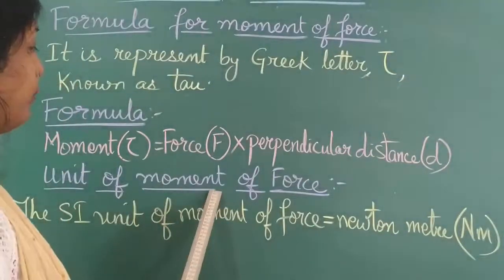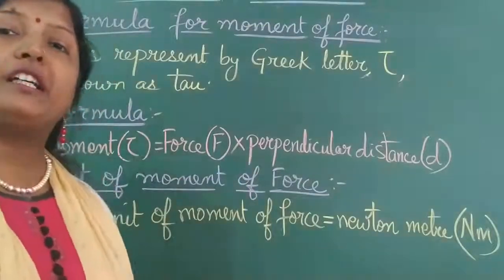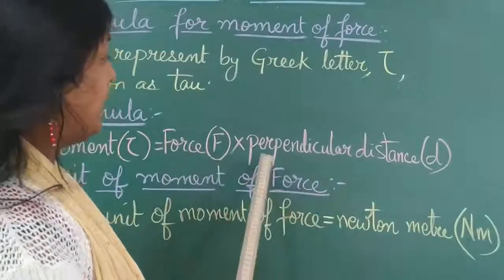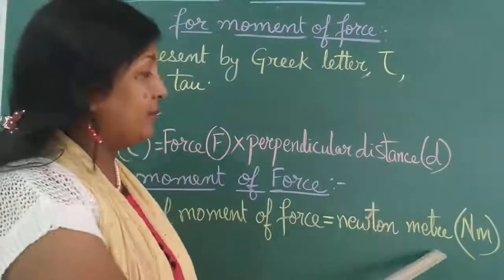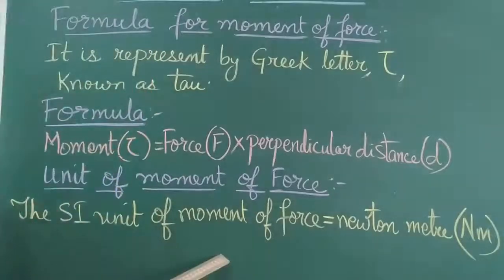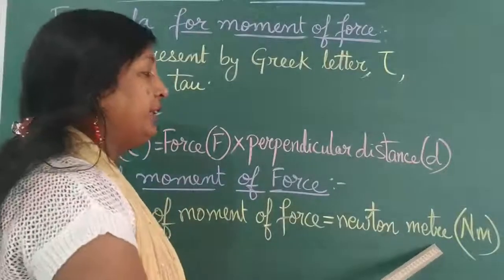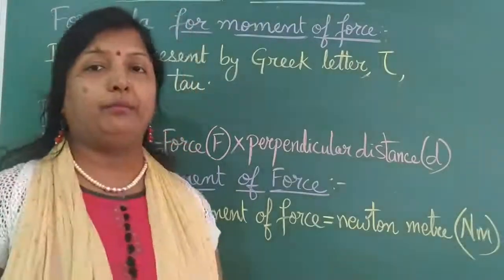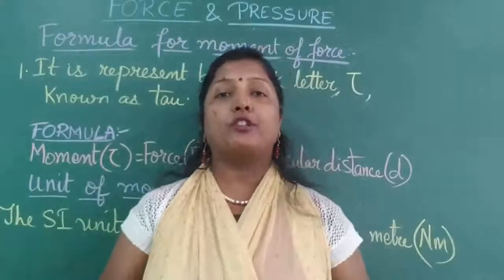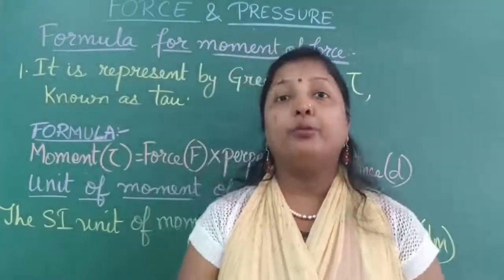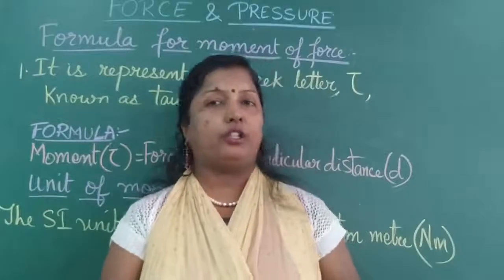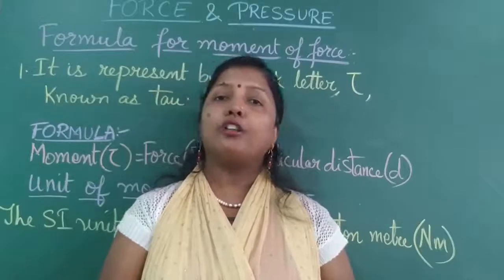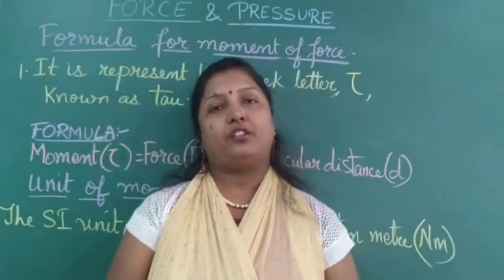Next, come to the unit of moment of force. The unit of moment of force is a derived unit. So we derive it from the unit of force, that is Newton, and the unit of distance, that is meter. So the SI unit of moment of force is Newton meter, also symbolically written as capital N and small m. Is moment of force a scalar or a vector quantity? Moment of force is a vector quantity, because it changes with the changing direction.